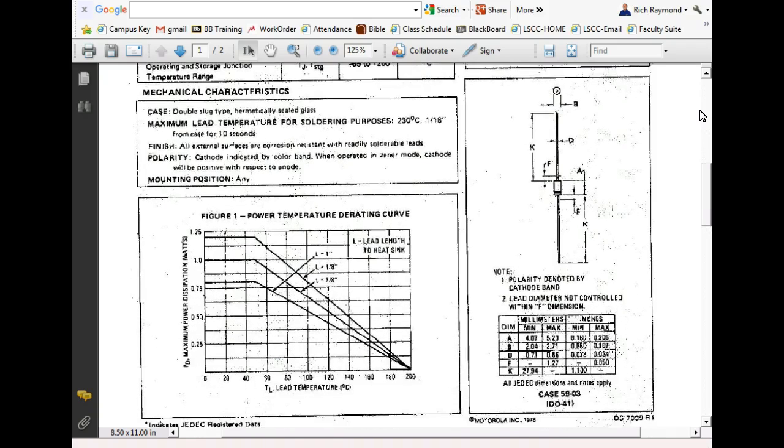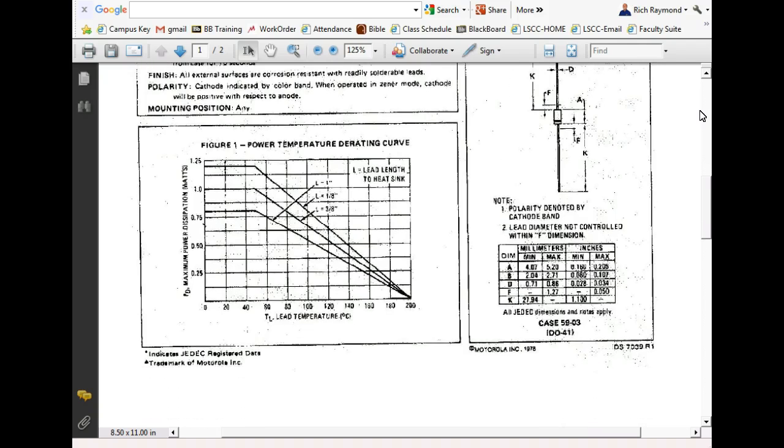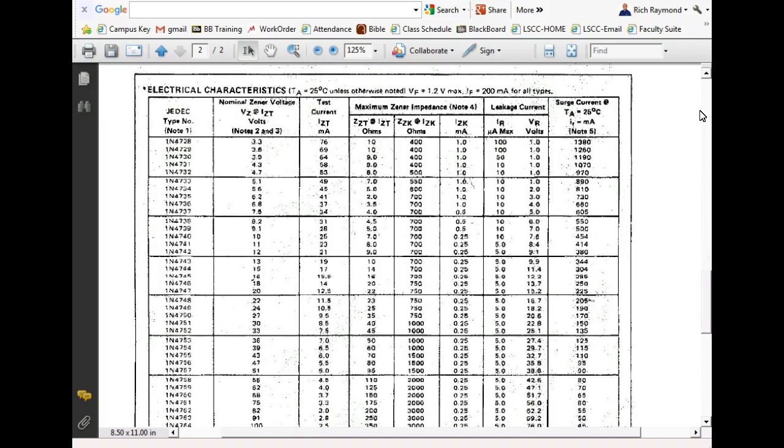This tells us we should derate it depending on the length of the leads. So the shorter the leads, we get more toward 1 watt. The longer the leads, we get away from 1 watt, right? That makes sense. We talked about that. Of course, we're not going to have to worry about that stuff. This is what we're looking at right here. So these are all the 4700 series of Zeners.